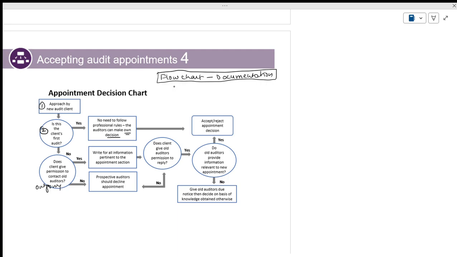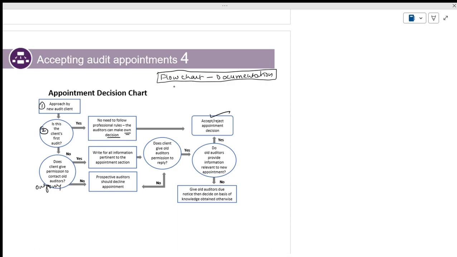Does the client give the auditor permission? The client has also to give permission to the outgoing auditor. If yes, do all auditors provide information relevant to the appointment? If the outgoing auditors provide information to you, if it is yes, you should accept or reject.